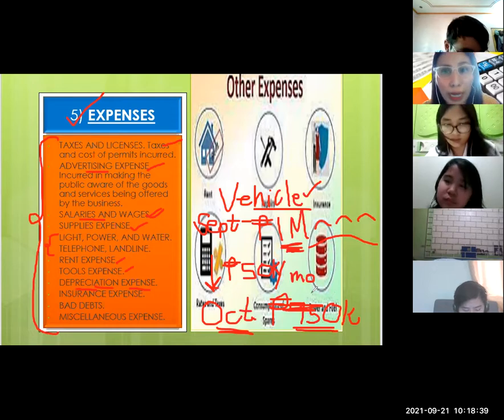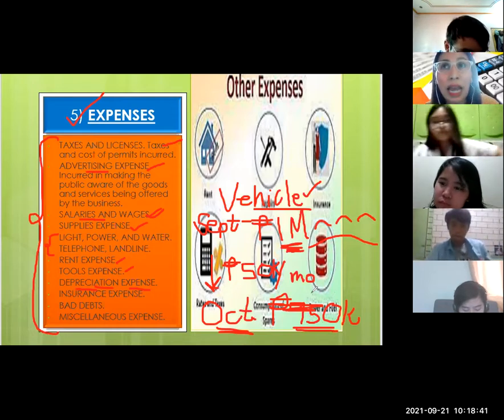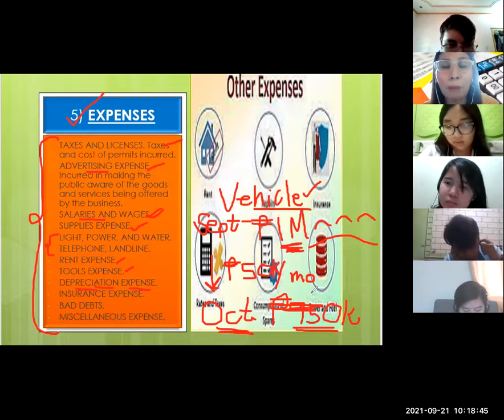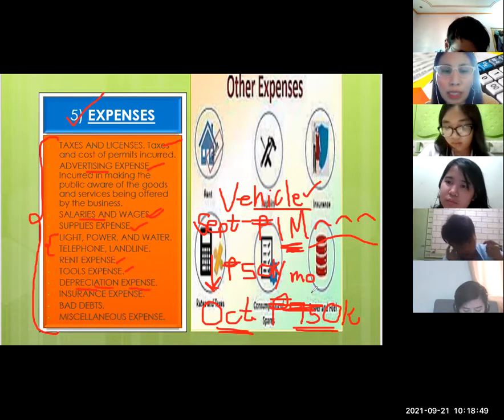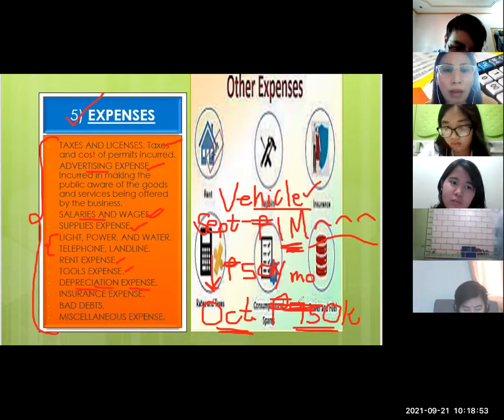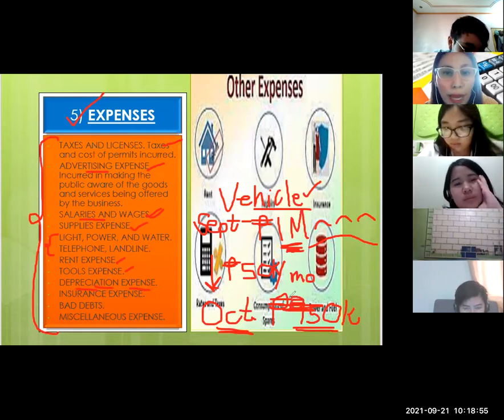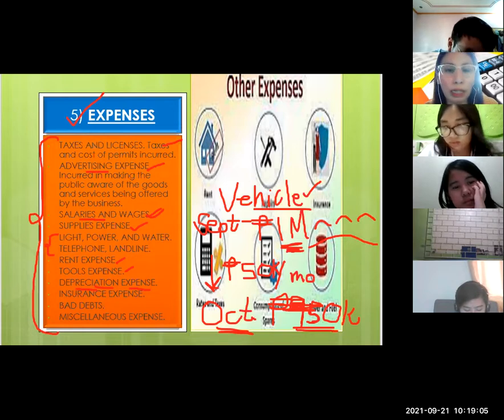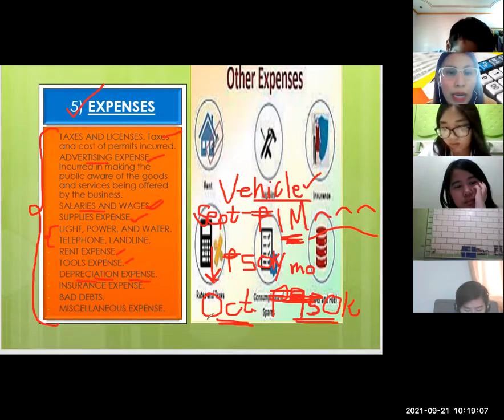Bakit? Due to usage, dahil ginagamit siya, and then marami rin yung naglalabasan na ng mga mas magaganda pa ang mga delivery van or mga sasakyan, mga vehicle, nagde-depreciate. Lumiliit na yung value. Therefore, by October, 950,000 pesos na lang ang value ng sasakyan. Merong formula for that. Okay.